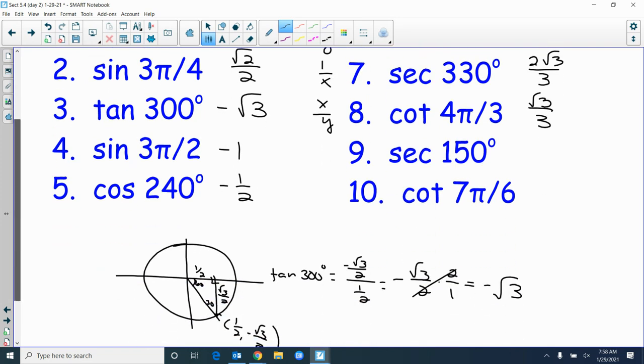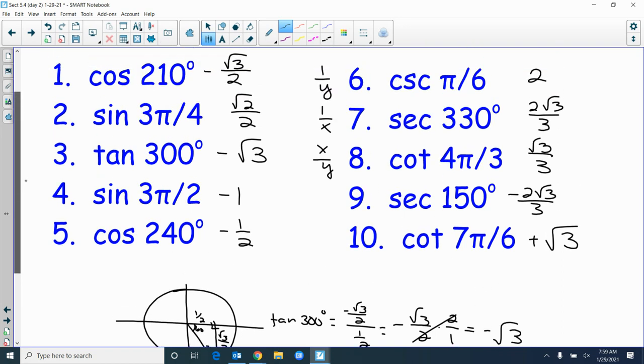Kylie, what do you got for that one? Negative 2 square root of 3 over 3. Agree? And last but not least, what do you got for cotangent of 7 pi over 6? Gabby? I have negative square root of 3. Is it negative? Sarah's saying no. It's in quadrant 3, so make sure it's positive. Positive square root of 3. We agree with square root of 3?